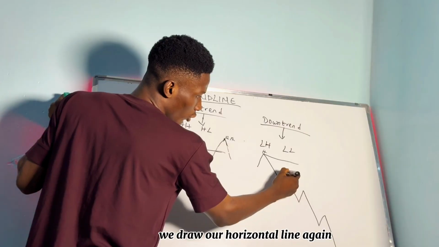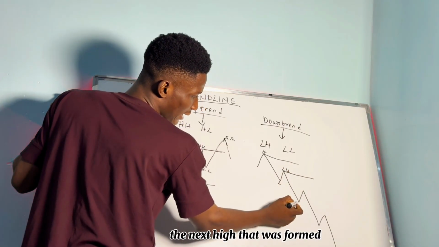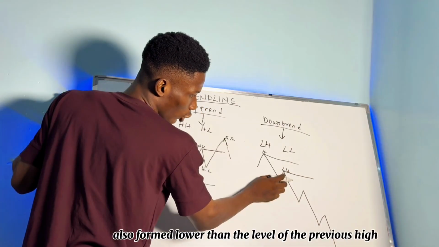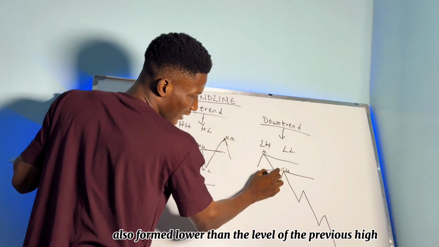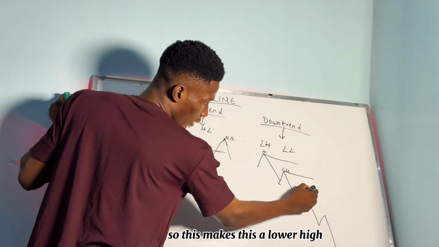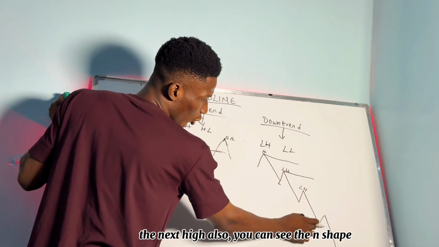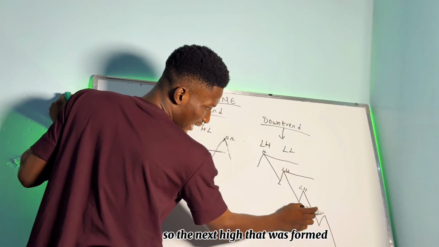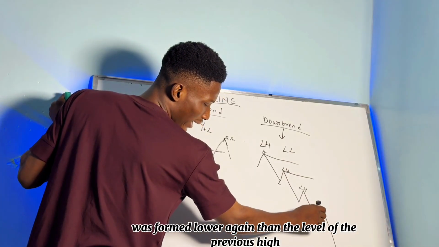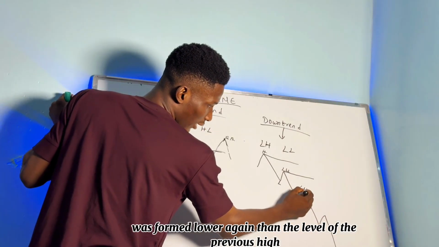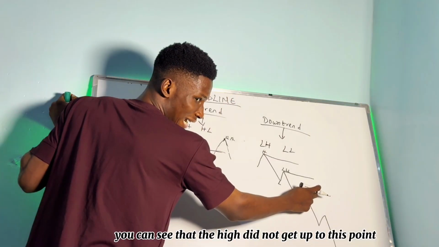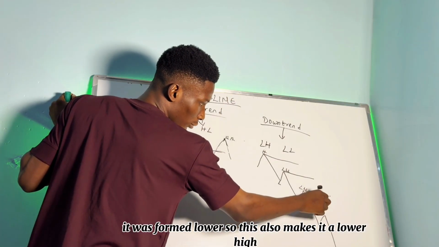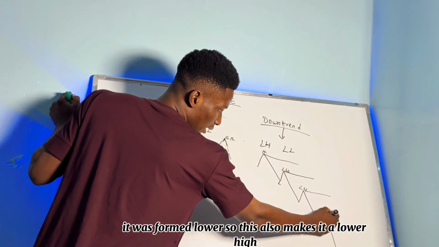So what do we do again? We draw our horizontal line again. The next high that was formed also formed lower than the level of the previous high. So this makes this a lower high. The next high also, you can see the N shape. So the next high that was formed lower again than the level of the previous high. If you draw this line, you can see that the high did not get up to this point. It was formed lower. So this also makes it a lower high.